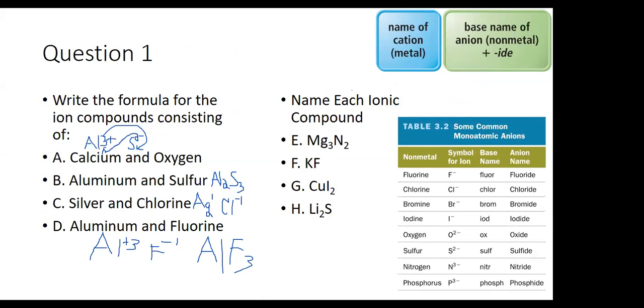But any other questions on how we write the compounds? A, B, C, or D. And then I'll quickly go through the names, as the names for E, F, G, and H aren't too bad. All right, so for E, we have magnesium nitride. For F, K is potassium, so potassium fluoride. G, copper with iodine, so copper iodide. Li is lithium, so lithium sulfide.